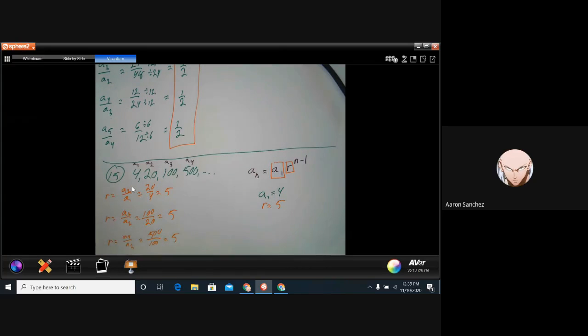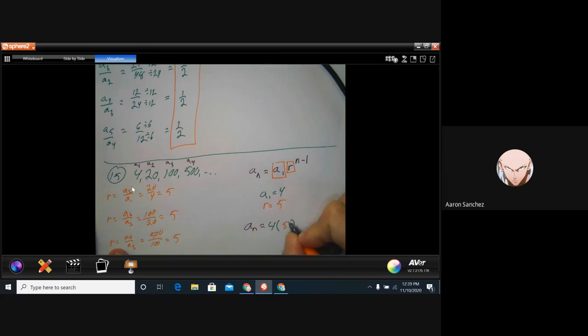I have the two things that I need. So what's my rule? I guess I'll do it in a to the n equals, what's my first term? My first term is 4 times my ratio, 5 raised to the n minus 1 power. And that is our rule. That's all you got to do. We just need the first term and the ratio.